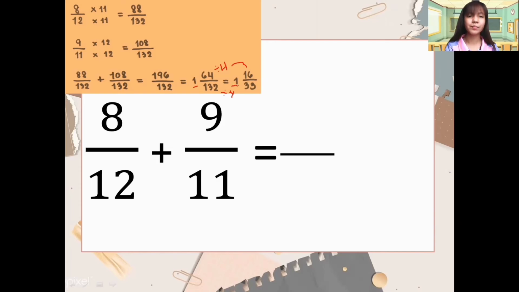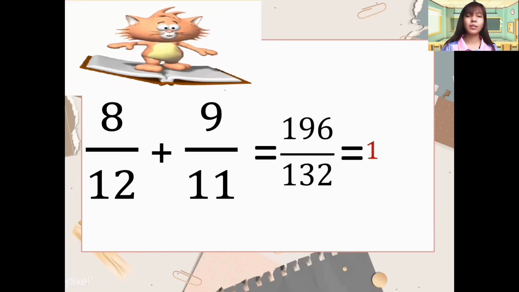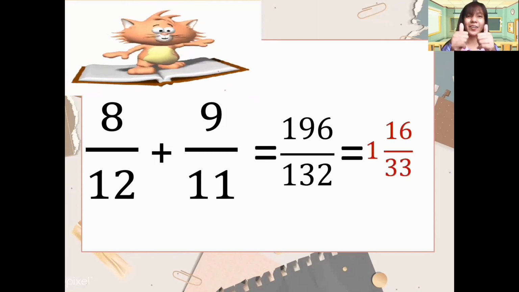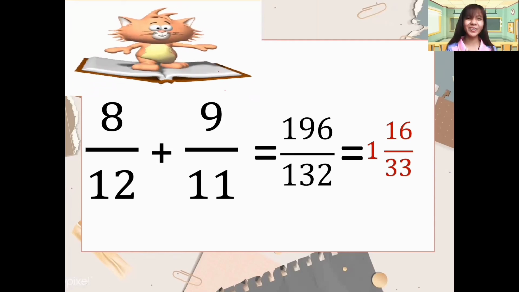Then, okay, then copy the answer. So this is the final answer. You really have to simplify your answer in its simplest form. Alright? Because this is not yet the final answer. Okay? Make it simple, guys. So our answer now here is, alright, 1 and 16 over 33. Okay? Do you understand? Of course you do.